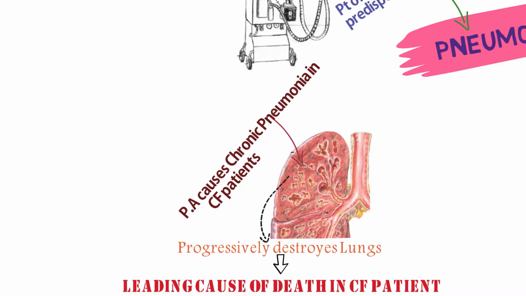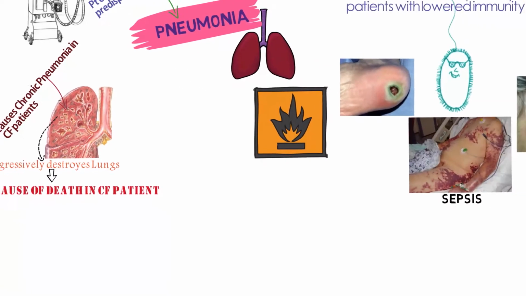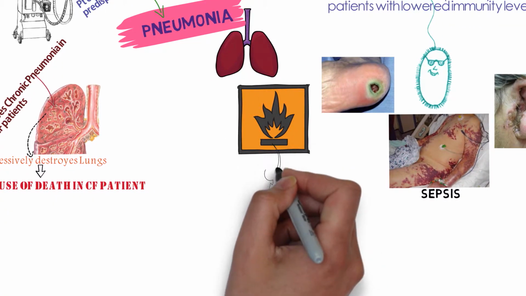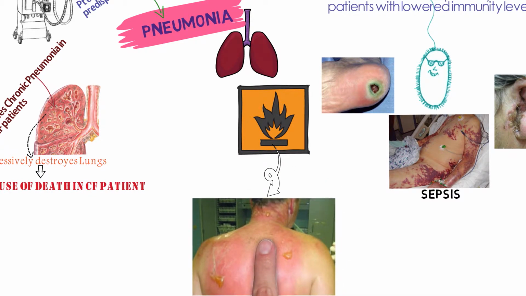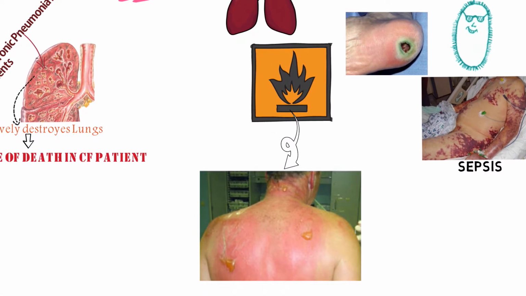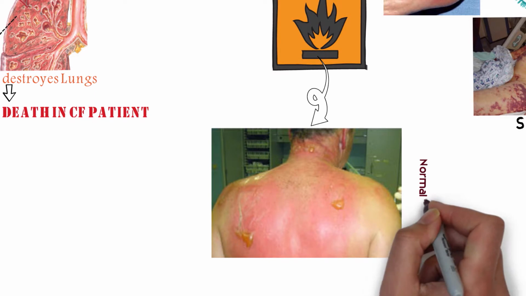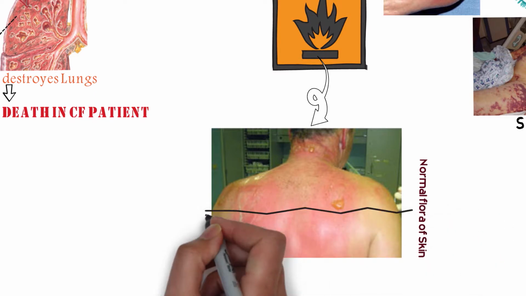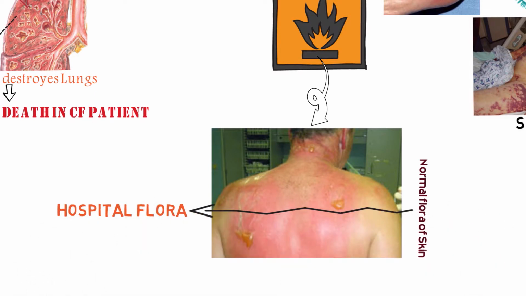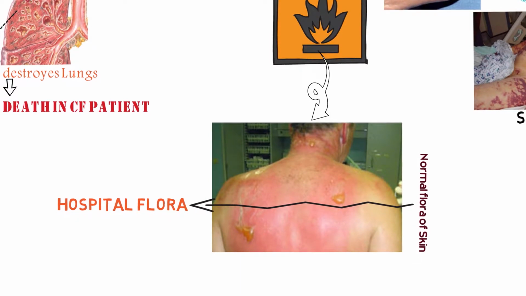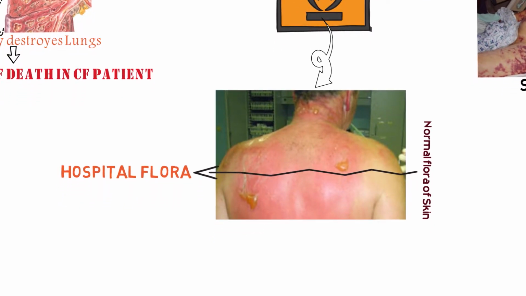Okay, after pneumonia, we have a section for the burn wound infections. Patients with a burn are immunocompromised because the defensive role of skin has been disrupted. The normal flora of skin is replaced by a hospital flora in which the Pseudomonas is the most important pathogen.